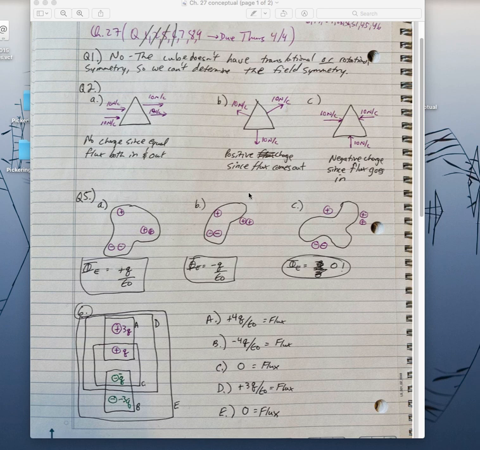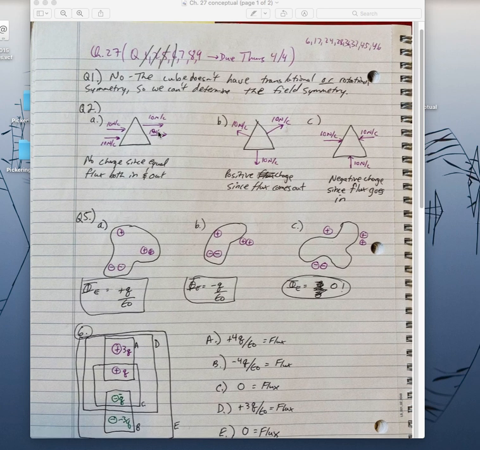This is the chapter 27 homework. So these are the conceptual questions. They're due today, and it's not the 4th.